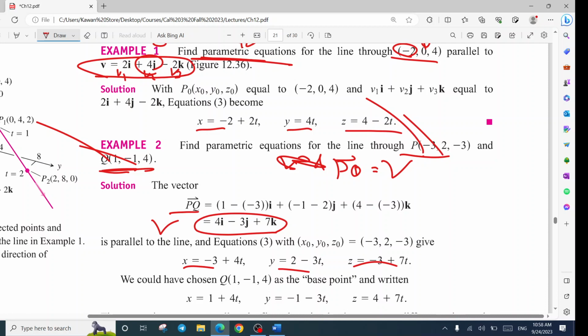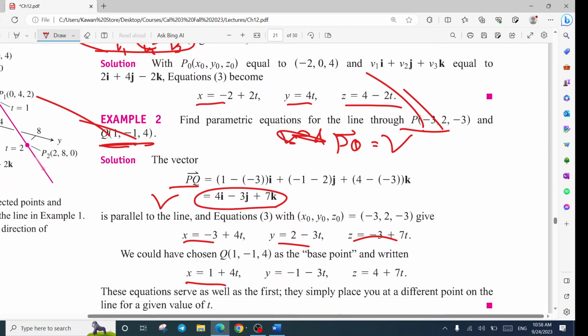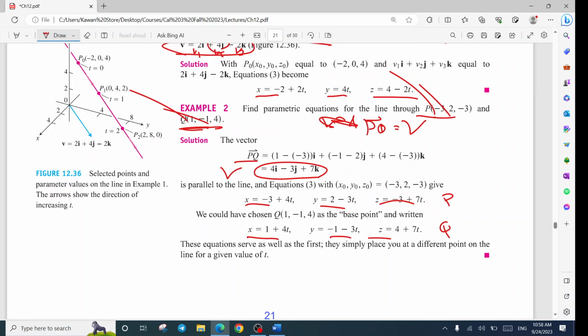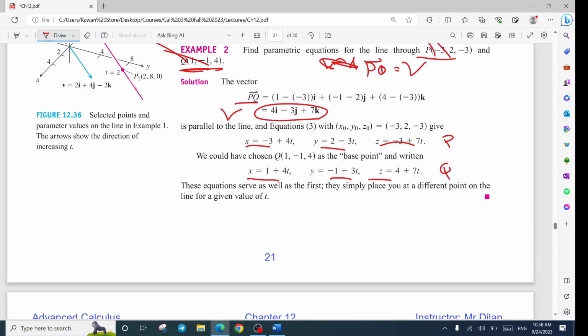Is that clear, dears? Hello? Or you can use the other one. That was P, that was Q. Do you get it, dears? Engineers, did you get it? Good. I can see you are smiling, feeling something good.